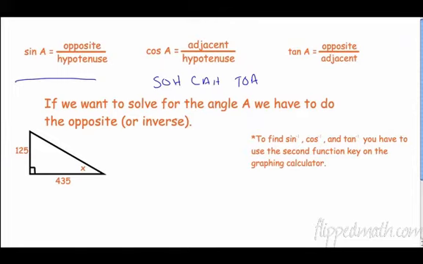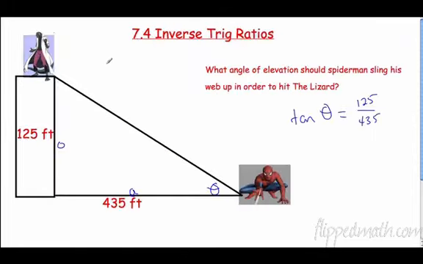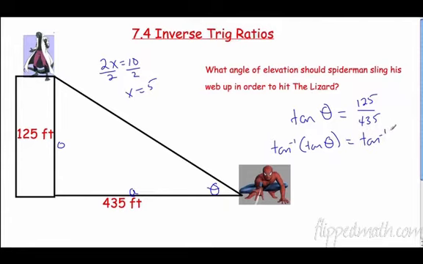So to find these, we have to do the inverse or opposite. Remember, if I'm solving the equation 2x equals 10, the opposite of multiply is divide, the inverse. The inverse of tangent is what we call inverse tangent. If I do it to this side, I have to do it to this side. And that cancels out, and that would give me theta equals the inverse tangent of 125 over 435.